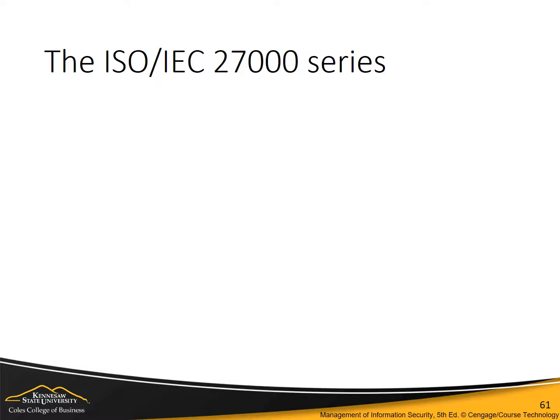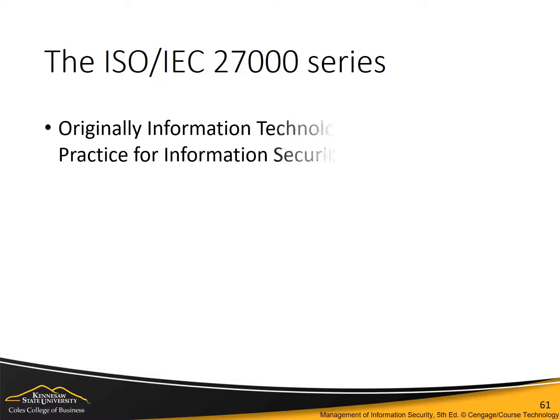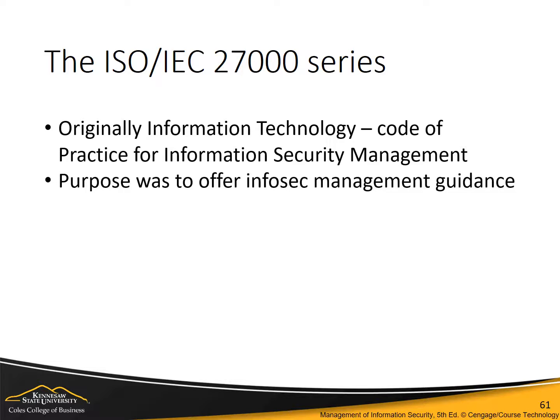One of the most widely referenced and often discussed security models is the Information Technology Code of Practice for Information Security Management, which was originally published as British Standard BS 7799, and then later as ISO/IEC 17799. It has since been renamed ISO/IEC 27002. The original purpose was to offer guidance for the management of InfoSec to individuals responsible for their organization's security programs.